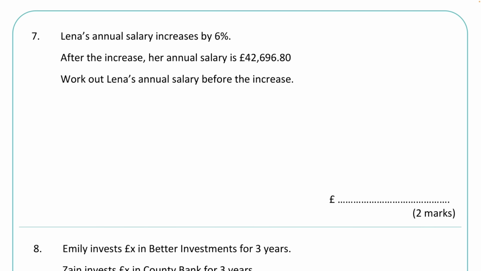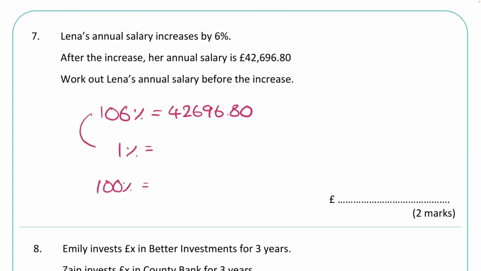After the increase, her annual salary is £42,696.80. Work out Lena's annual salary before the increase. Now there are two ways of approaching this. I like to just take a nice reverse percentage approach. As this has gone up by 6%, it's now 106%, which is equal to £42,696.80. I can go down to 1% and then up to 100%. Very nice and quick to do. I just divide by 106 and then times by 100.